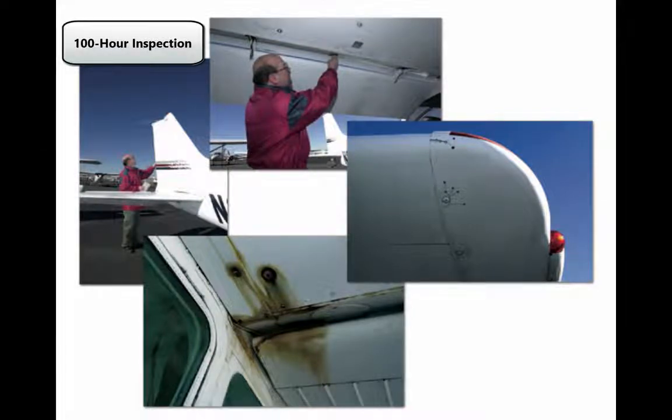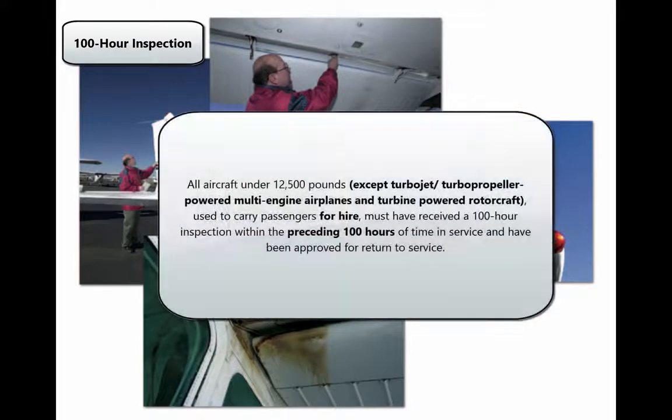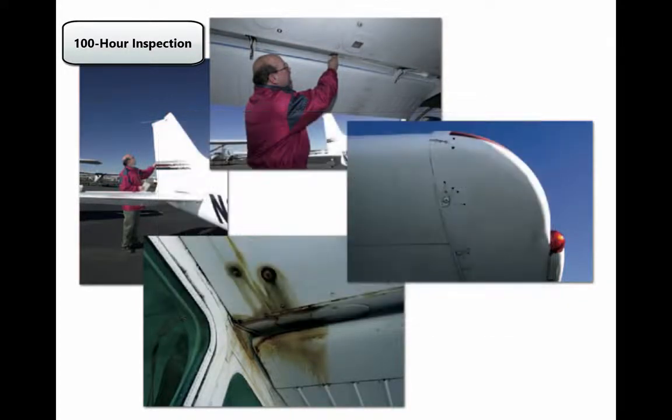100-hour inspection. All aircraft under 12,500 pounds, except turbojet turbopropeller-powered multi-engine airplanes and turbine-powered rotorcraft, used to carry passengers for hire, must have received a 100-hour inspection within the preceding 100 hours of time in service and have been approved for return to service. Additionally, an aircraft used for flight instruction for hire, when provided by the person giving the flight instruction, must also have received a 100-hour inspection.